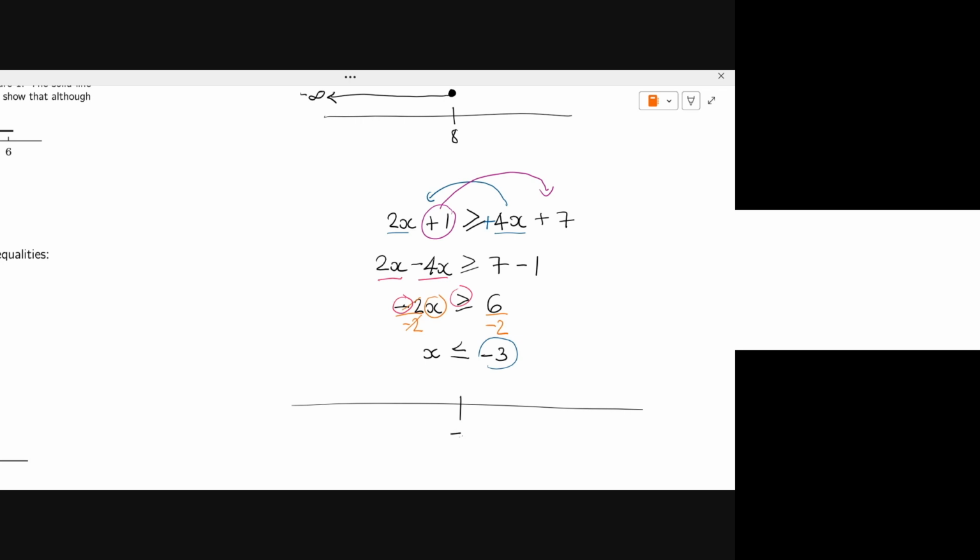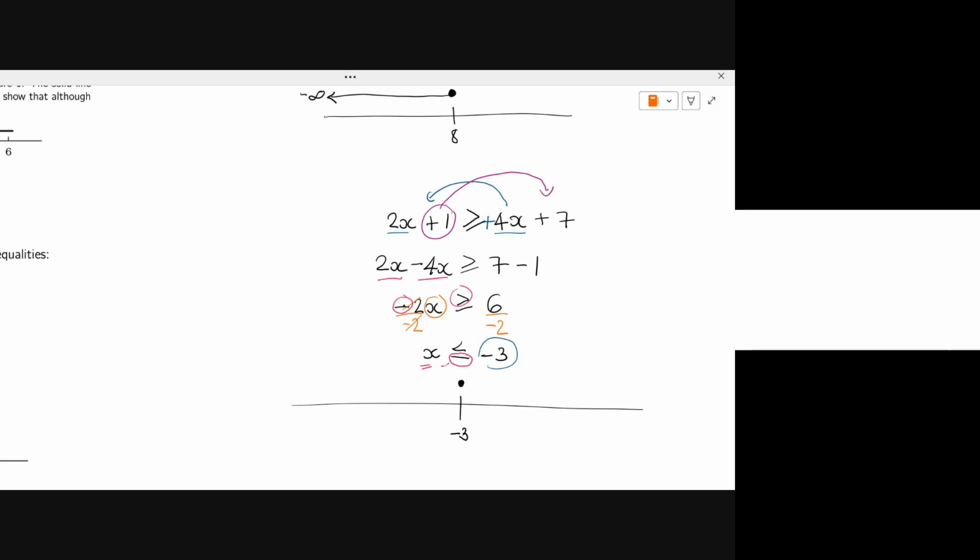Good. Negative 3. Now, above here, I'm going to have to put a dot. What does this part tell me? What kind of dot do I want? Is it going to be an open dot or a closed dot? It's closed because this sign over here means greater than or equal to. So if x can also be equal to -3, then we must also show that it's equal to -3 there, the closed dot.